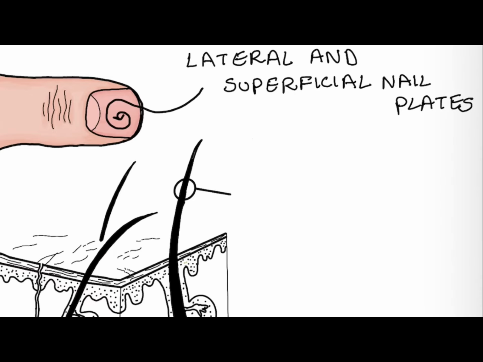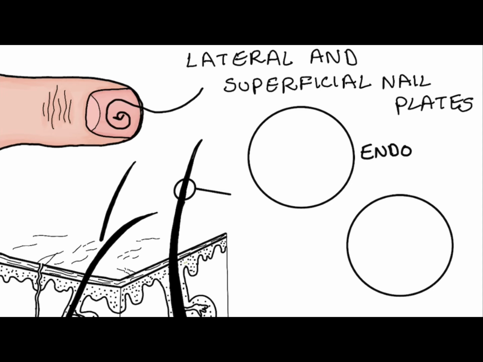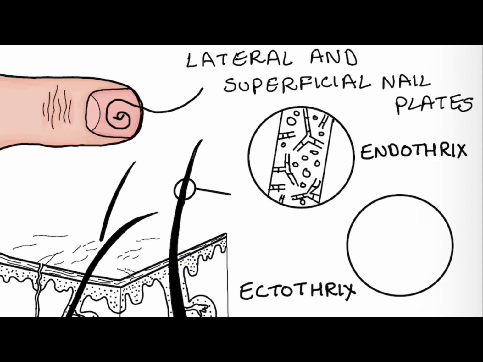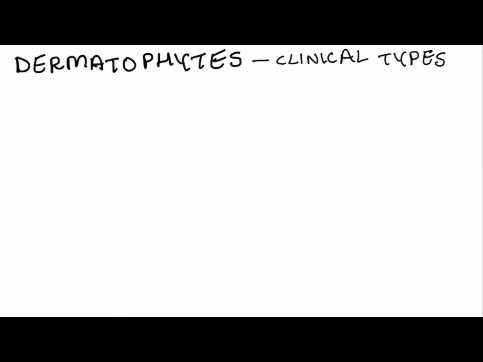The dermatophytes can cause endothrix or ectothrix. In endothrix, the arthrospores are formed in the hair shaft, while in ectothrix they are found surrounding the hair shaft. Various clinical types of dermatophyte infections are produced based on their site of involvement.